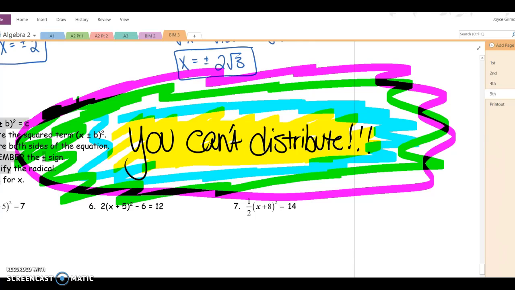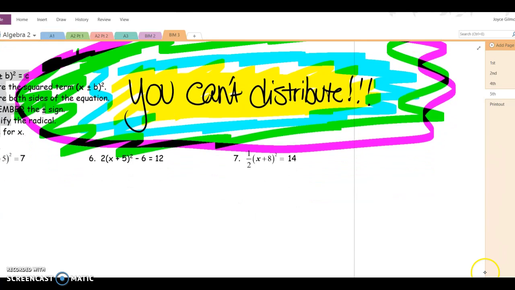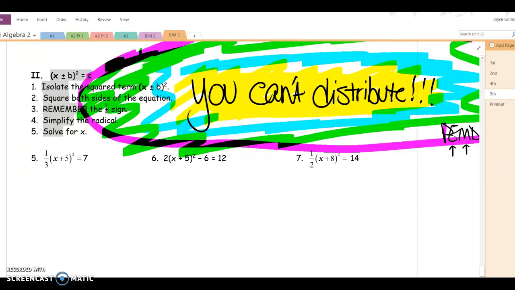Okay, now why can't you distribute? According to PEMDAS, I should probably get a pen back. What does the E in PEMDAS stand for? What does the M stand for? Multiply. Did you know that the distributive property is really just multiplication? So you cannot multiply 2 times x because there's an exponent. You have to deal with the exponent before you try to do any kind of multiplication.